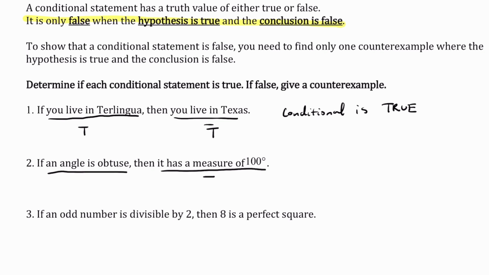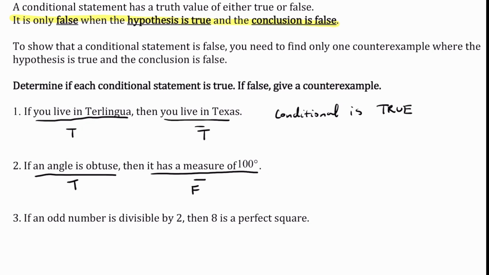Now let's take a look at the hypothesis here. An angle is obtuse. Can an angle be obtuse? Yes. So I can go ahead and say that the hypothesis is true. Now, if an angle is obtuse, does it imply that it strictly has a measure of 100 degrees? No. So I'm going to go ahead and say false, and I'm going to provide a counterexample.